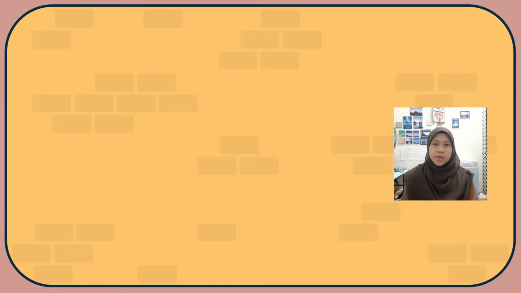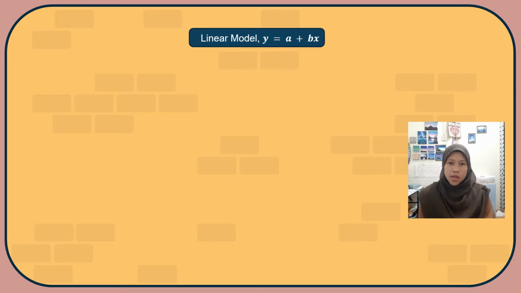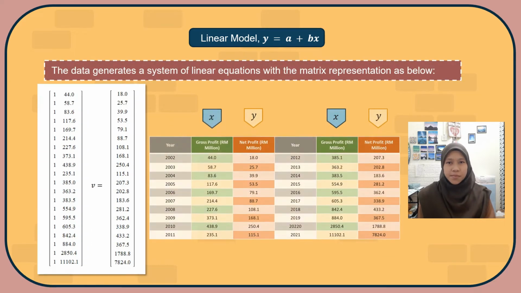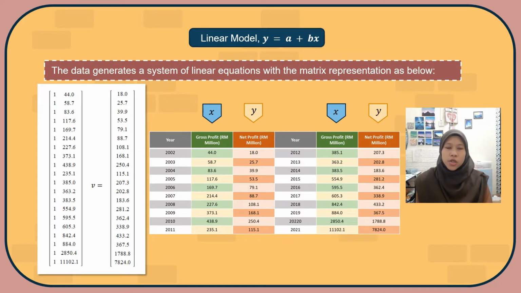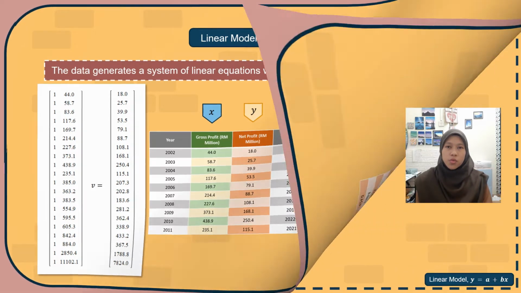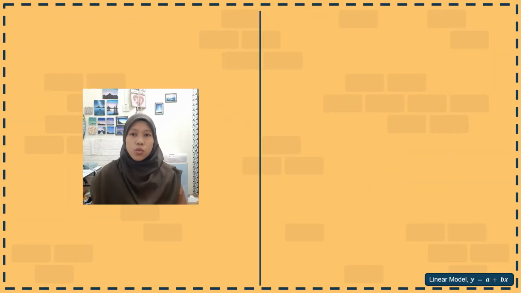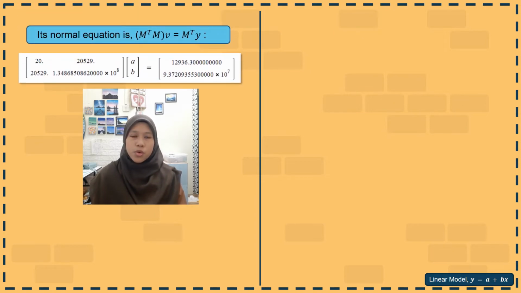Now, I will present the basic mathematical model, which is the linear model, Y equal to A plus BX. By keying in the command in Maple software, the data generates a system of linear equations with the matrix representation as below. Set up the matrix M with a dimension of 20 by 2 and Y with a dimension of 20 by 1. Then, we multiply the transpose of matrix M with matrix Y. Note that the transpose of matrix M has dimension 2 by 20 and matrix Y has dimension 20 by 1, so the answer will have dimension 2 by 1. At last, we get the normal equation as shown above.